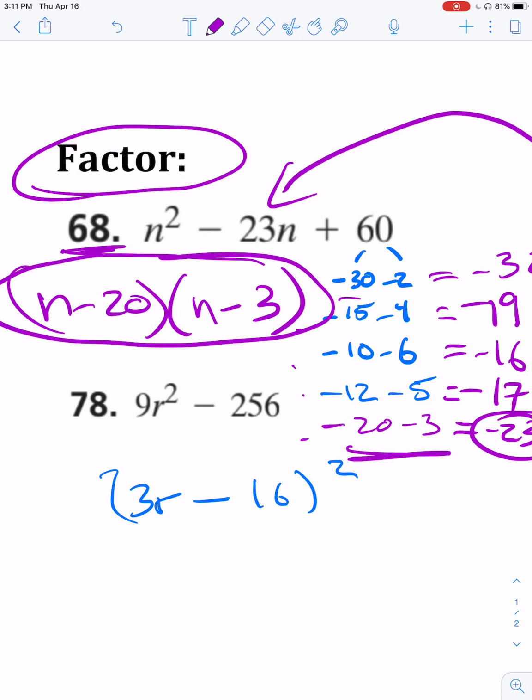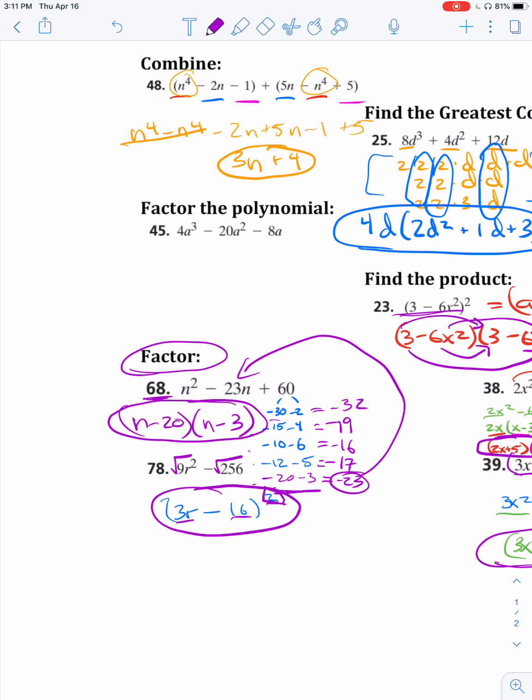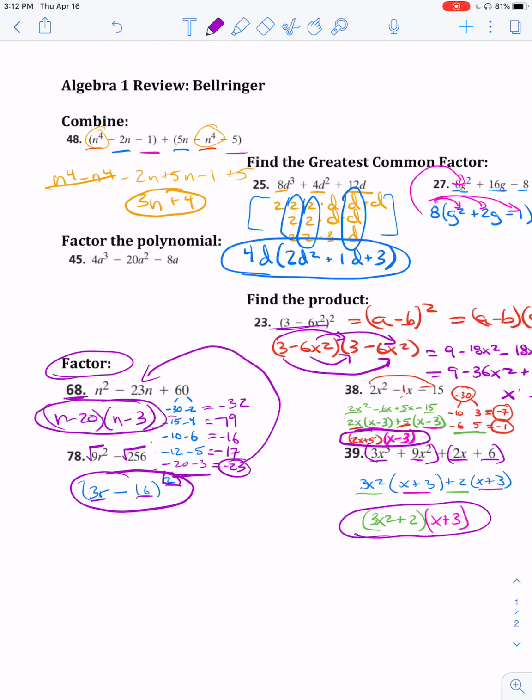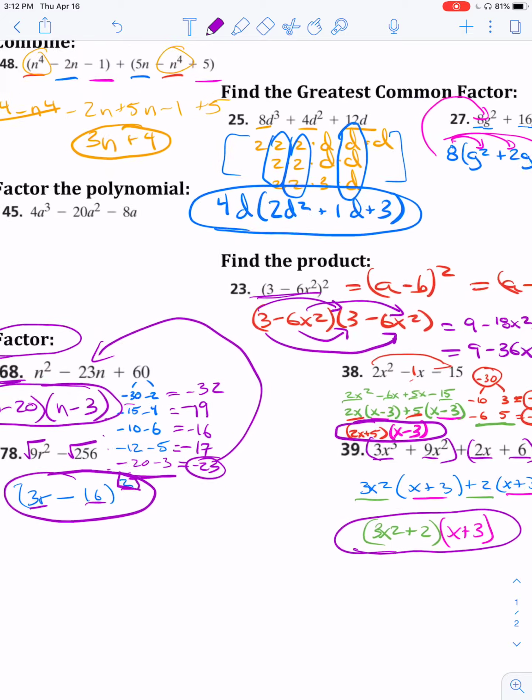And then lastly, it's a difference of two squares. So for number 78, I know you all did very, very well in this homework, so I'm not concerned. We can find the square root of both terms, so it's 3r minus 16 to the second power. So right here would be our final answer. Sorry if that got a little convoluted, but those are the expressions.